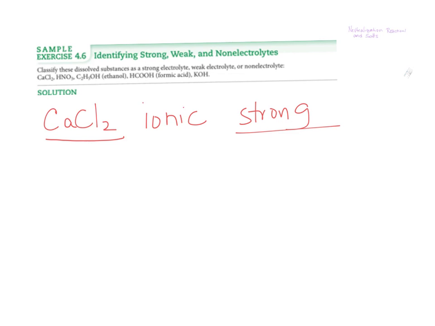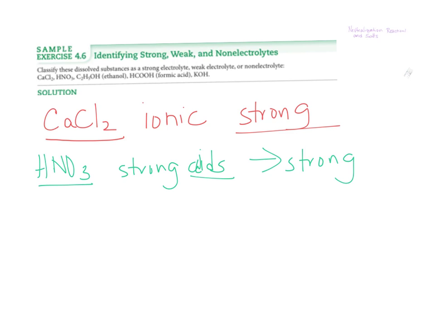Okay, the next one is HNO3. If you remember from your table of strong acids, this is nitric acid, so this is a strong acid. And all strong acids break up completely. So therefore, if they break up completely, they're going to be a strong electrolyte. So this is strong as well.